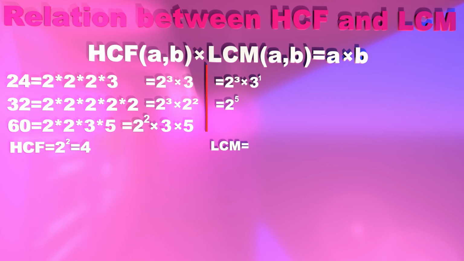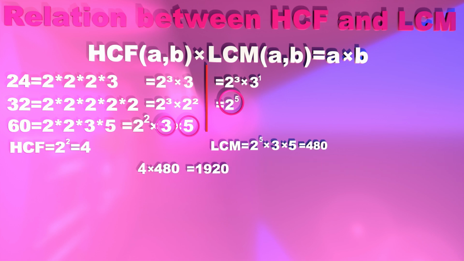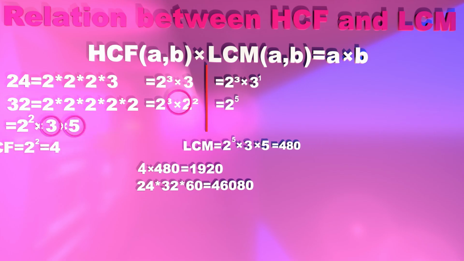Again we will see how many numbers are there in these factors. We already had 2 and 3. Now 5 is also included, means their LCM is 2 to the power 5 into 3 into 5, which is 480. By multiplying HCF and LCM, we get 1920. And by multiplying these three numbers together, we get 46,080. You can see they are not equal. Means this rule is not applicable on 3 or more numbers.